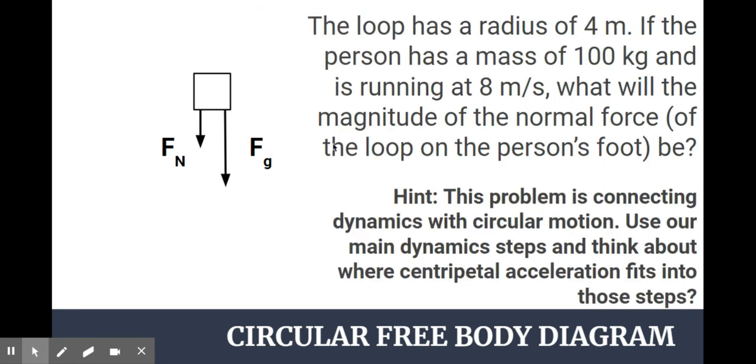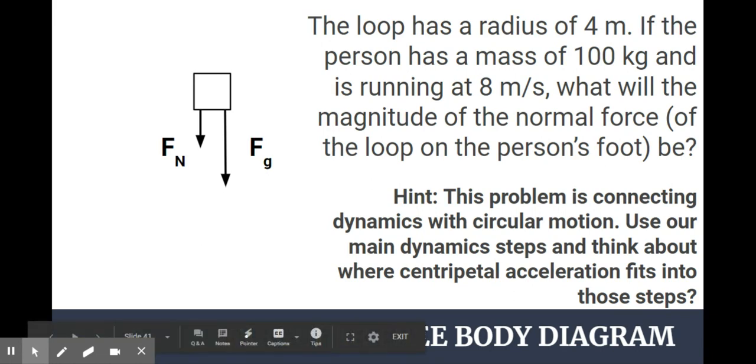Now, let's say that the loop has a radius of 4 meters and that the person running has a mass of 100 kilograms and he's moving at 8 meters per second. I want you to calculate the magnitude of the normal force at the top of this loop.